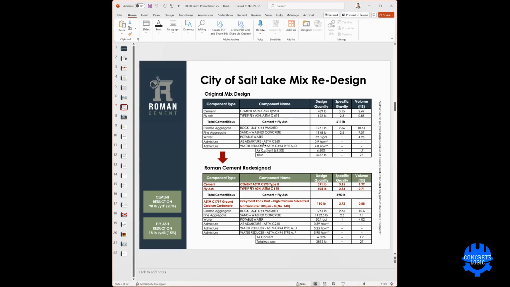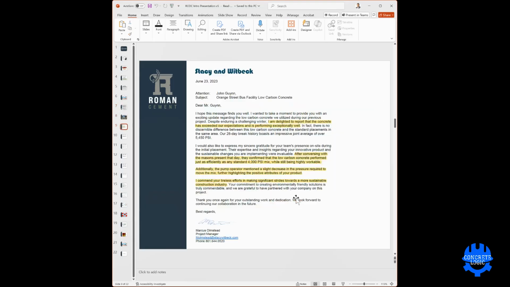And if you look at the admixtures, the standard mix only used an amount of low-range water reducer. We used low-range water reducer and a high-range water reducer. So you would think that would create a stickier mix. But it turns out that this is the general contractor who was overseeing this project, and I highlighted these things in yellow, and it said, "I am delighted to report that the concrete has exceeded our expectations and is performing exceptionally well."